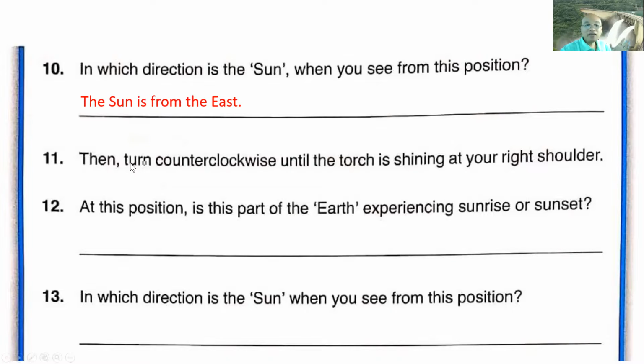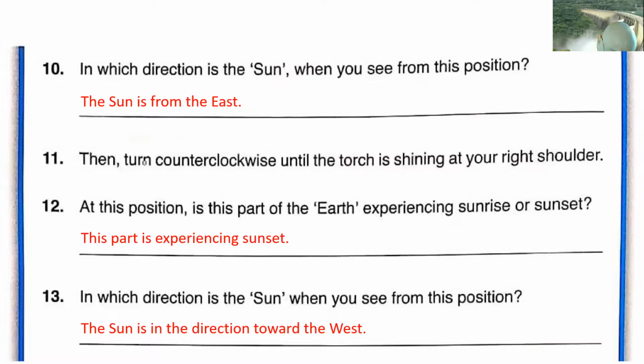All right. And number 11, then turn counterclockwise again until the torch is shining at your right shoulder. At this position, number 12, is this part of the earth experiencing sunrise or sunset? What do you think based on the picture? Yes, this part is experiencing sunset. All right. Number 13, in which direction is the sun when you see from this position? Yeah, the sun is in the direction toward the west.